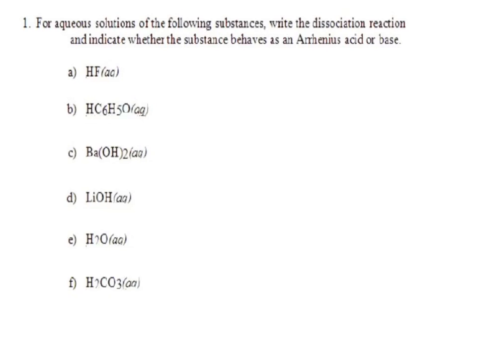All right, so for aqueous solutions of the following substances, write the dissociation reaction and indicate whether the substance behaves as an Arrhenius acid or base. So HF, it's going to dissociate into what two ions? H plus and F minus. So is it going to behave as an acid or base? Acid. And what type of acid is it, strong or weak? It's a weak acid.